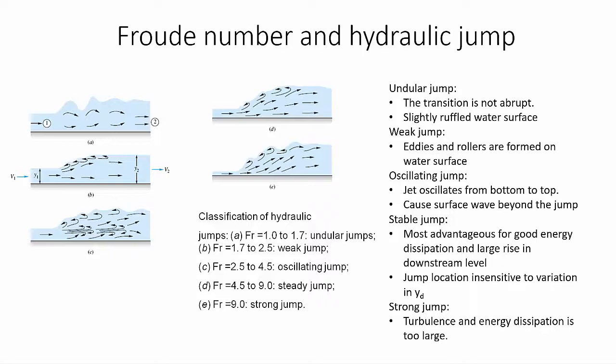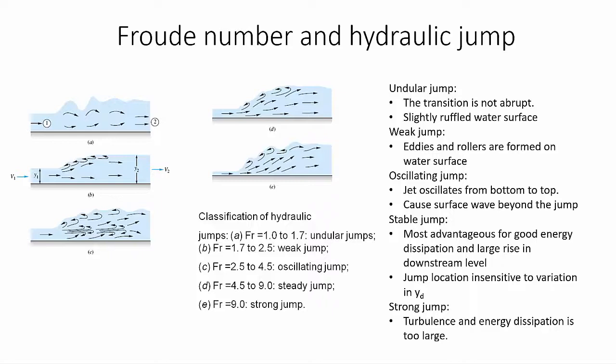Next, we will have a stable jump if the Froude number ranges from 4.5 to 9. This is the most desirable type of hydraulic jump, as it has good energy dissipation and a large rise in water level. The location of this jump is also not sensitive to the downstream depth.